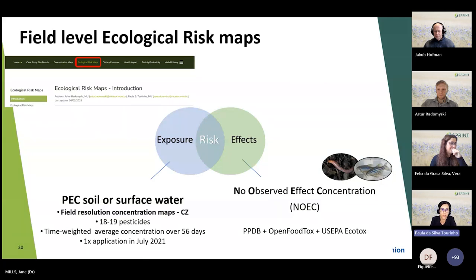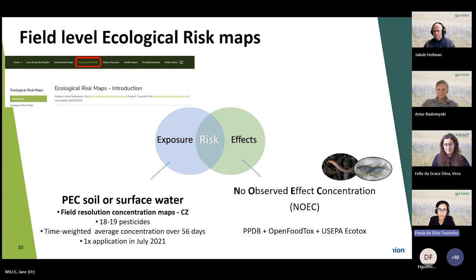So on the top menu of the toolbox, you can find where the ecological risk maps are, and this will open the introduction page. There we have a brief explanation of how these maps were created. So again, we use the same concept I explained earlier. So risk will be a combination of exposure and the effects.